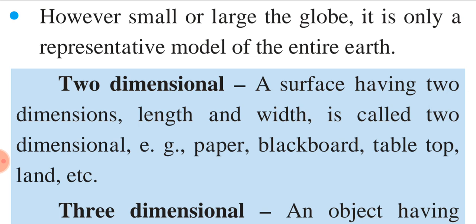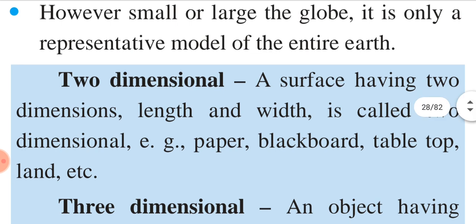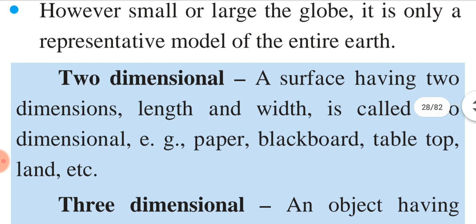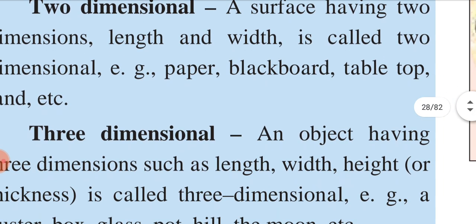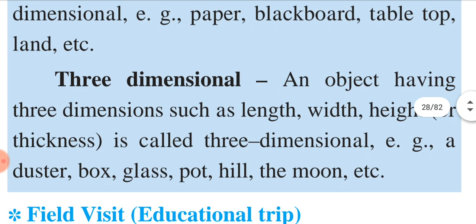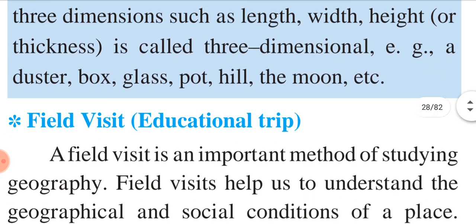See, what is two-dimensional? A surface having two dimensions, that is the length as well as the width, is called two-dimensional. Example, paper, blackboard, table top, land, etc. These all are two-dimensional objects. Three-dimensional objects: an object having three dimensions such as the length, the width, the height or the thickness is called three-dimensional. Example, a duster, box, glass, pot, hill, the moon, etc. These all are three-dimensional objects.